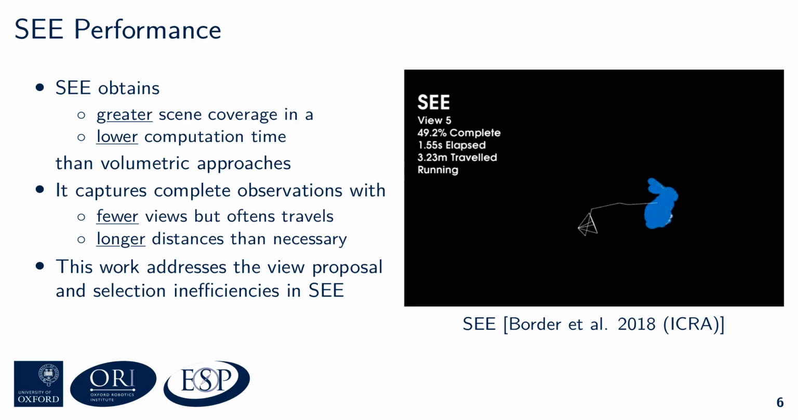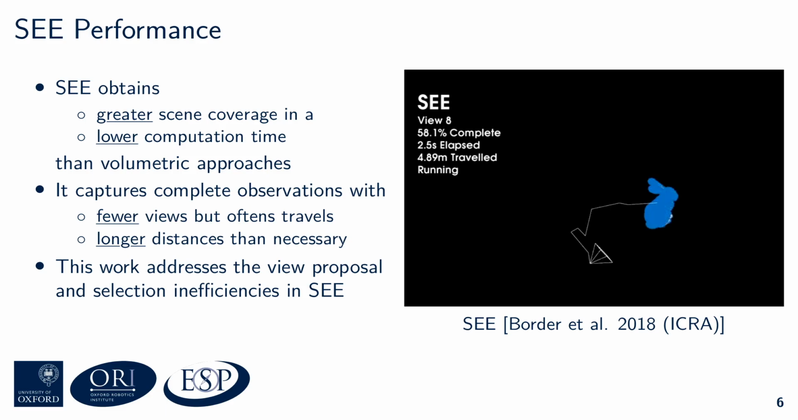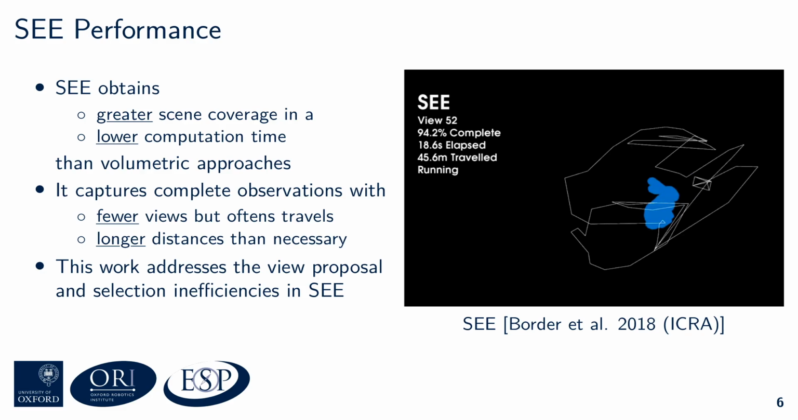While this strategy is often successful at observing frontier points, it typically requires multiple views and an increased travel distance. The method for choosing next best views also exhibits inefficiency, as the improvement in scene coverage attainable from each view is not quantified and considered in the view selection process. In this work, we present novel techniques to address these inefficiencies in SEE.